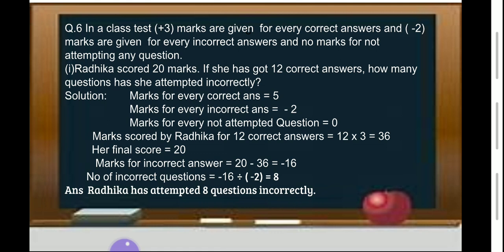Marks for every correct answer, we have 5. For every incorrect answer, we have negative 2. Marks for every not attempted question, we have 0. So marks scored by Radhika for 12 correct answers should be 36, but her final score is 20. So what marks has she lost? Negative 16. And the number of incorrect questions she has done will be found by division. So negative 16 divided by negative 2 gives the answer 8. It means Radhika has attempted 8 questions incorrectly.